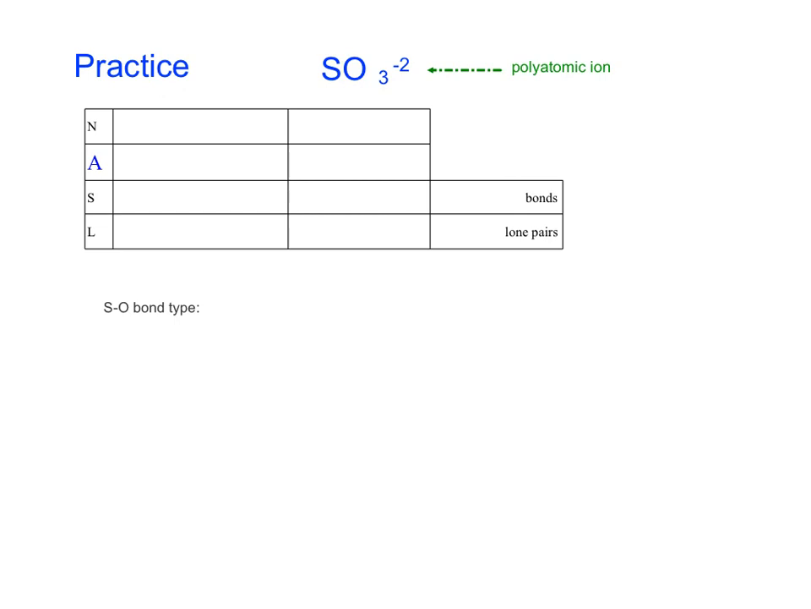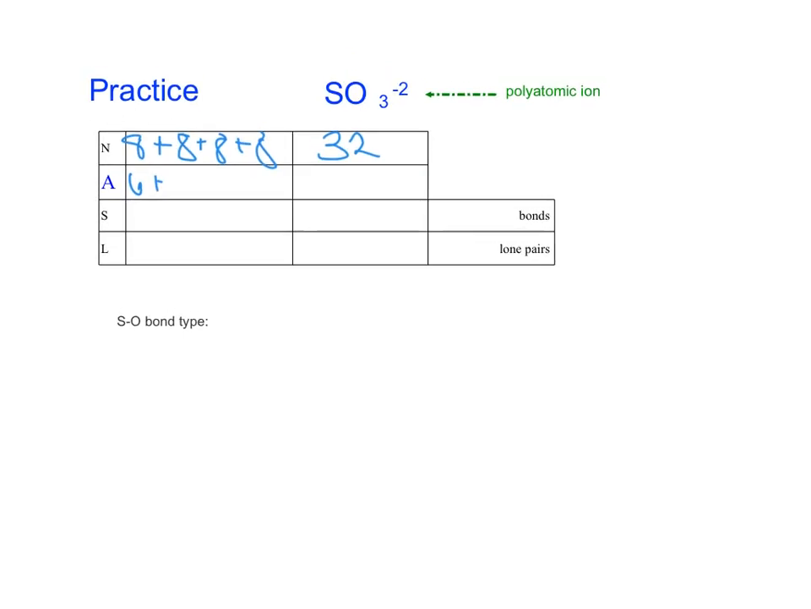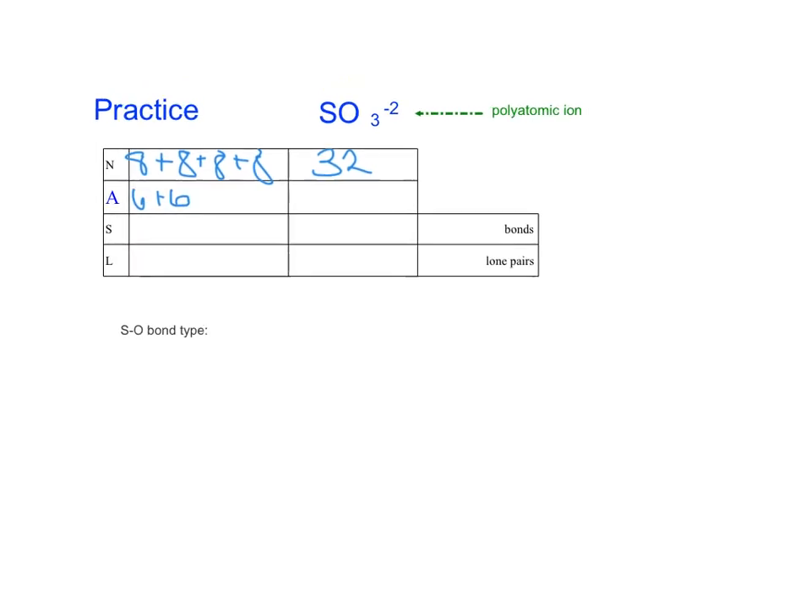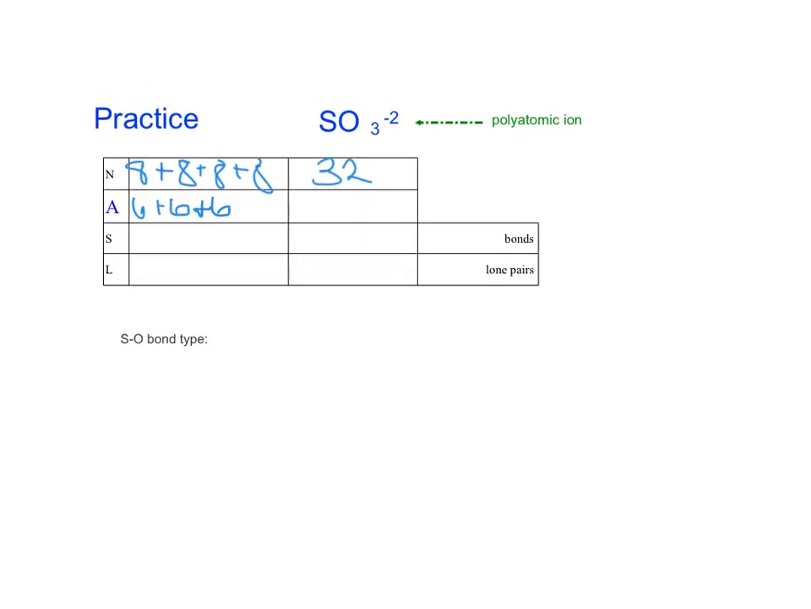So SO3: S needs 8, and then I've got 3 oxygens that each need 8. You could write 8 times 3, or write out plus 8 plus 8 plus 8. It doesn't matter. 4 eighths, 8 times 4, gives us 32 that are needed. Now, for the available, first let's just add up our number of valence electrons. Sulfur has 6 valence electrons. If we look up oxygen, each of these has 6 valence electrons. So plus 6, plus 6, plus 6. There's our 4 atoms.